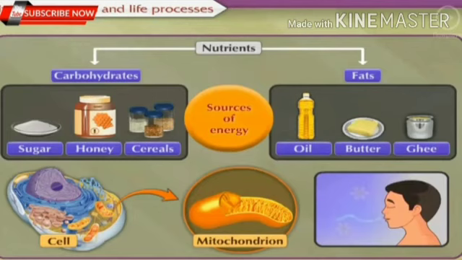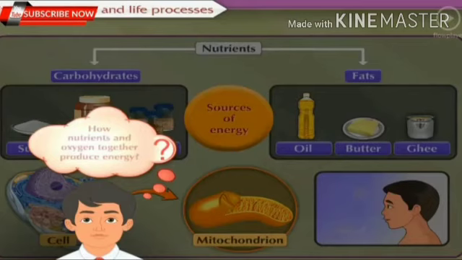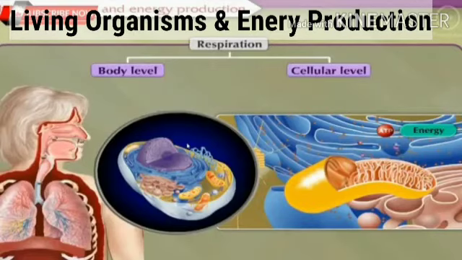We have learned that for energy production, oxygen and nutrients are necessary. These are the two important constituents which help in energy production. So, there is a relation between the digestive system and respiratory system. There is a proper coordination between the digestive system and respiratory system. But how do they together produce energy? To find the answer, let us move to the other part of this chapter, that is living organisms and energy production.